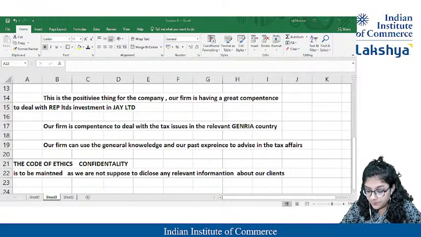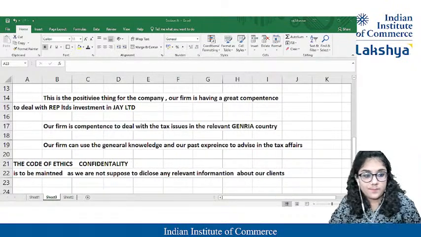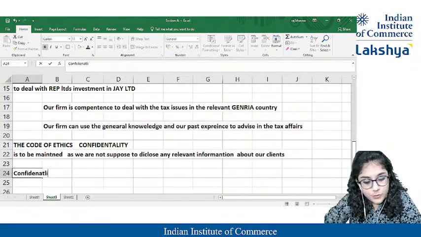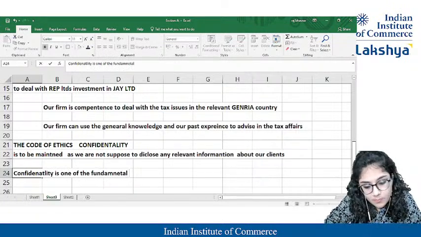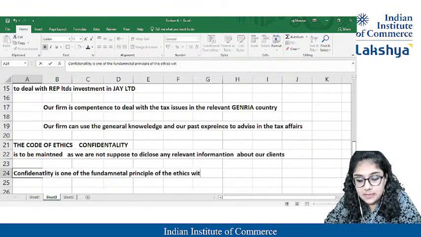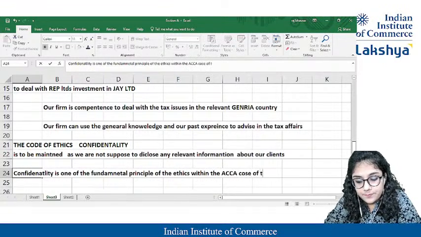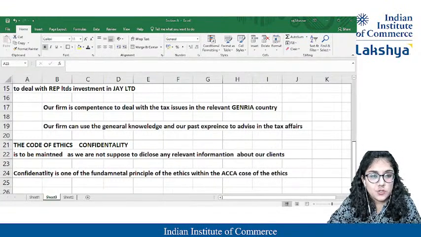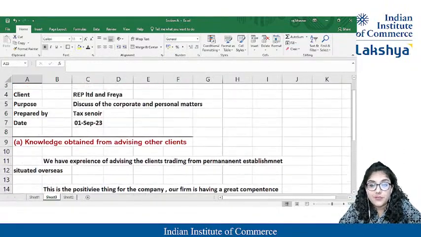So what is the principle, guys? Confidentiality is a principal thing; I just need to mention that. Confidentiality is one of the fundamental principles of ethics within the ACCA code of ethics. So students, we have to take care. The principle of confidentiality applies not just to the current client but to previous clients also. So students, this is the way we have to answer and fetch 5 marks.